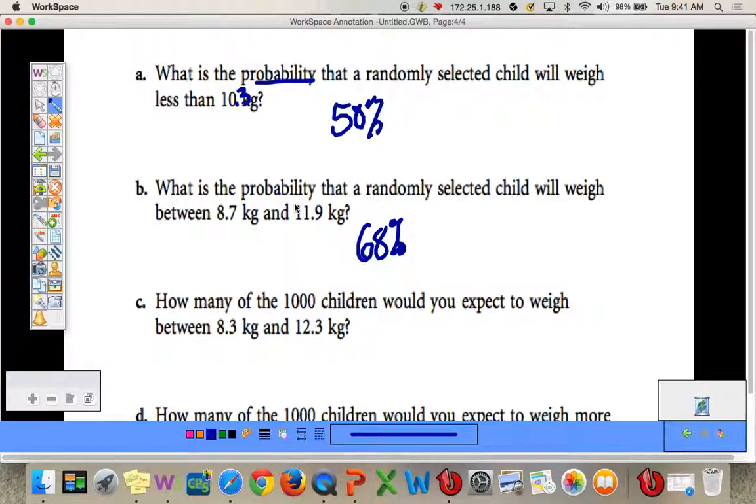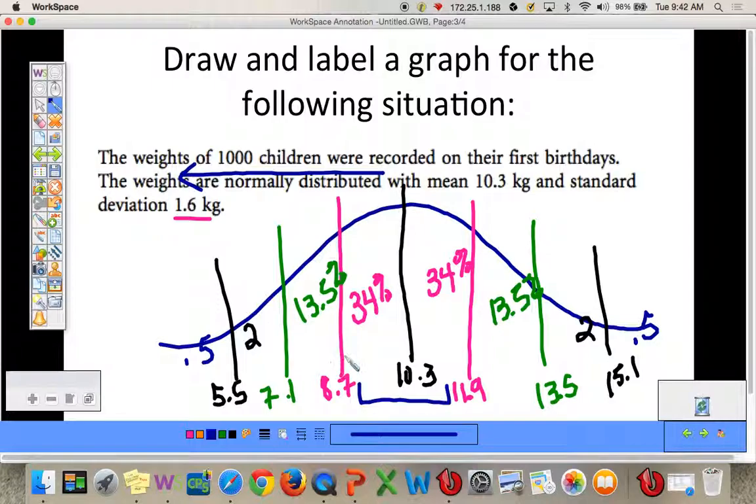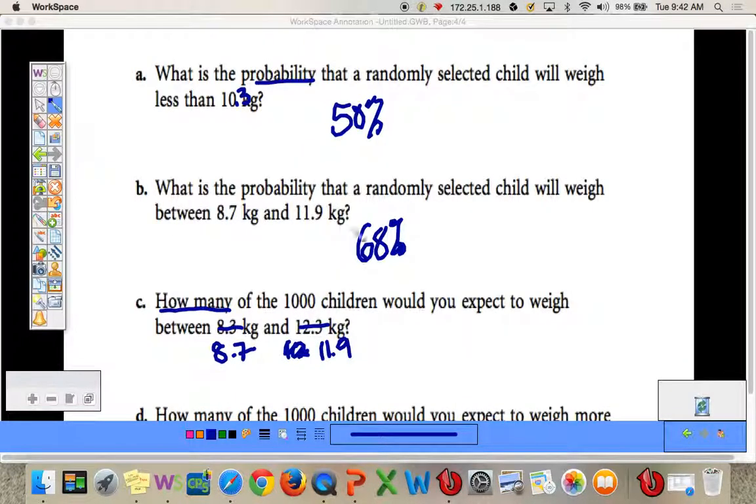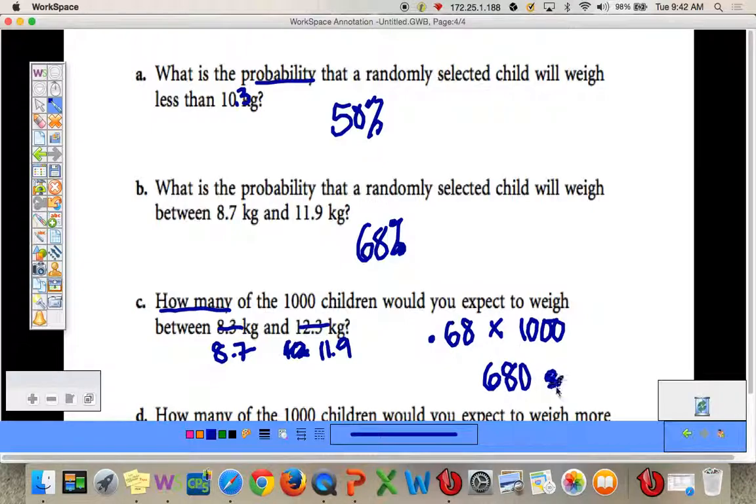How many of the children would you expect to weigh? So how many means how many total children, not a percentage. And to make it nice numbers, let's do between 8.7 and 11.9. So again, 8.7, 11.9, that's 68% of our data. So if it's how many, we change the percent to a decimal, and of means multiply. So 68% of 1,000, you multiply and you get 680 children.